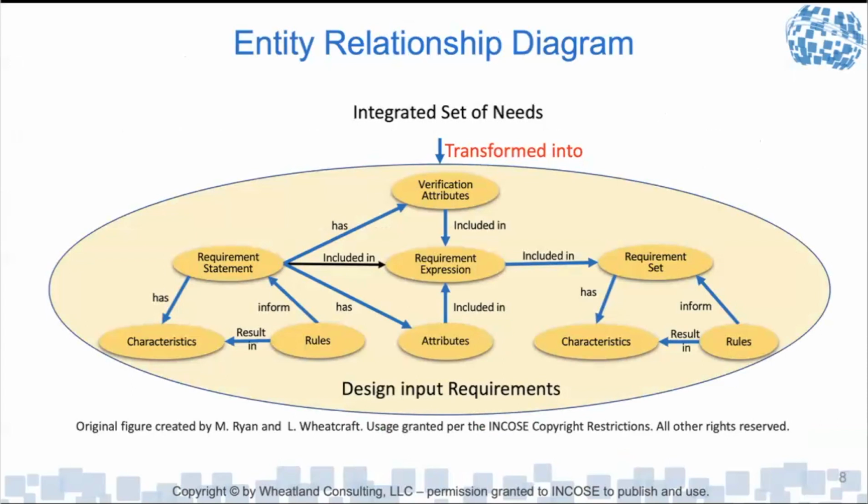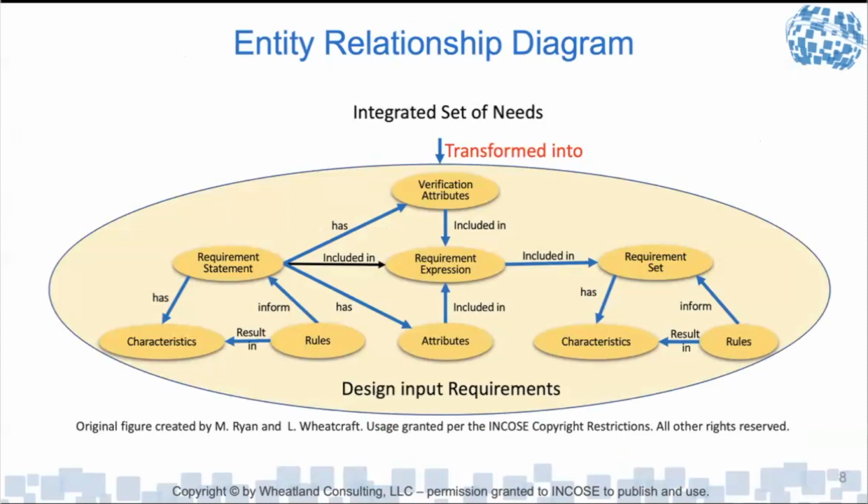And starting on the left, we have a requirement statement, the sentence. It has certain characteristics that we want each requirement statement to have. There's a set of rules that inform the crafting of that statement and result in the statement having those characteristics. The requirement statement plus the attributes ends up as the requirement expression.